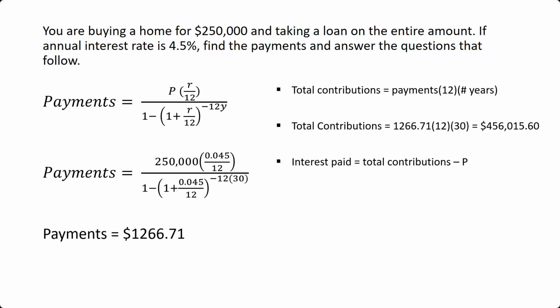So if we take the $456,000 minus the $250,000, we paid $206,000 in interest. Enough that we could have bought another house.